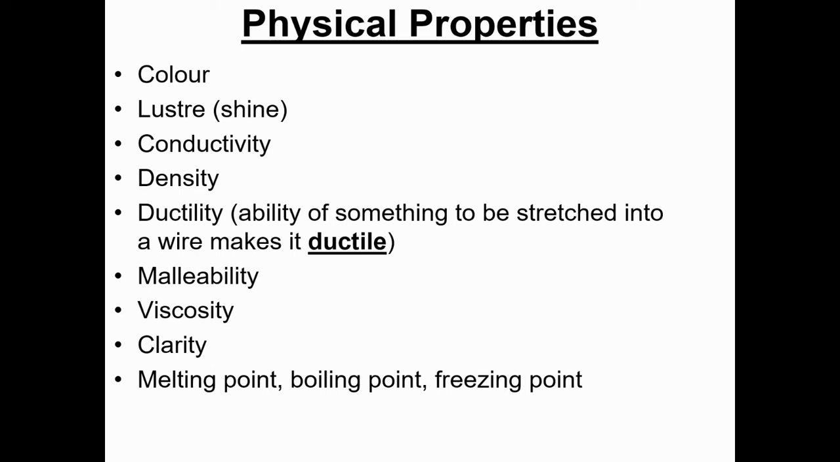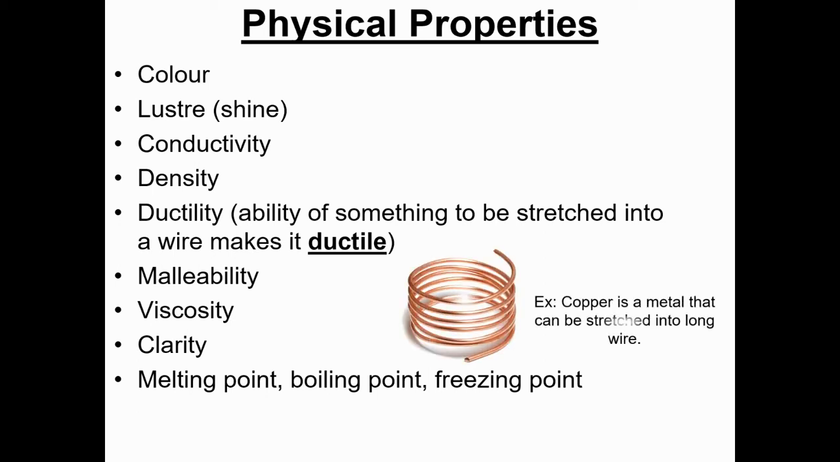We'll come back to density after. I just want to go to ductility right now. Ductility is the ability to take a substance and to stretch it into a wire. So copper metal, for example, you can take that substance and stretch it to make a wire. And if you can do that to a substance, that substance would be called ductile. That property is ductility. Copper is ductile.